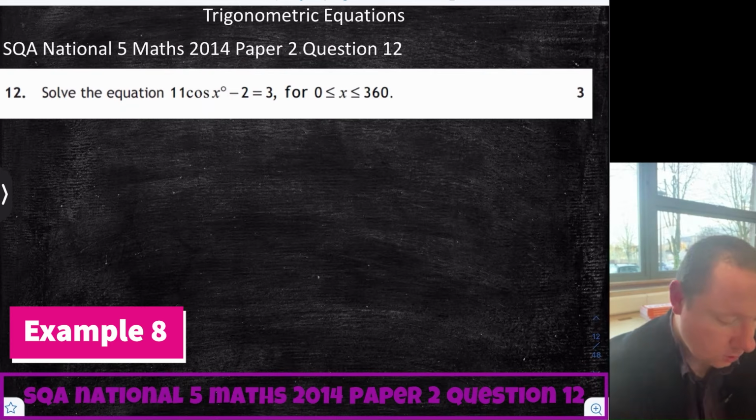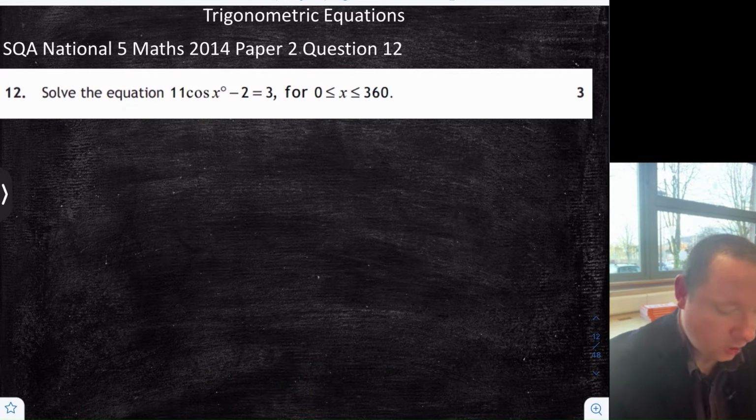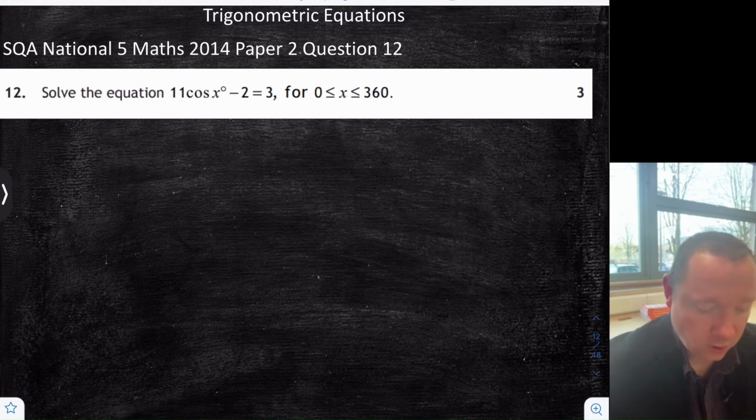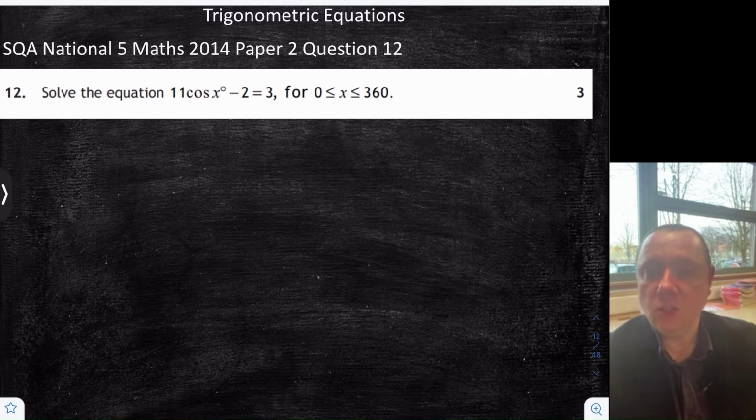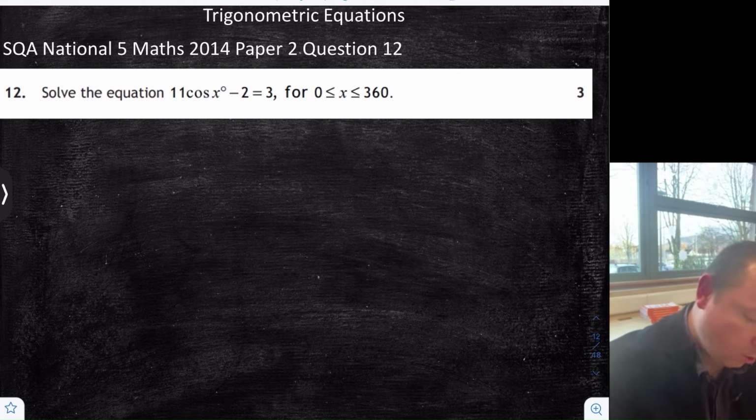Trigonometric equations, SQA National 5 Maths, 2014, paper 2, question 12 had 11 cos x minus 2 equals 3 for x between 0 and 360. So let's go through this in depth. We want to make cos x the subject and solve it, and then we need to find the related angles using a CAST diagram, as we normally call it. So let's start off working on this.